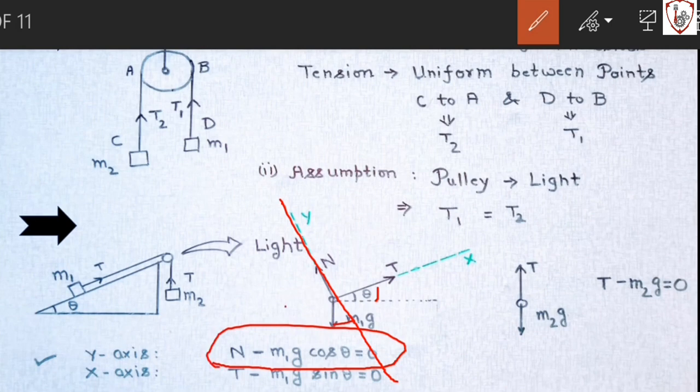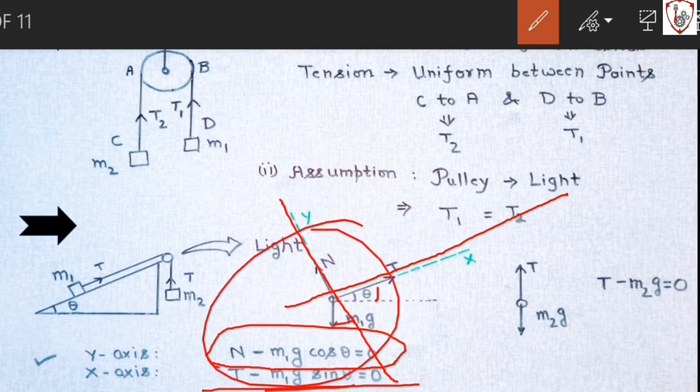Now apply the equation in the x-axis. What are the forces in the positive x direction? T. In the negative x direction, m1g sine theta. So T minus m1g sine theta will be 0. Correct? You got that equation. You can find out the tension, and the normal force.